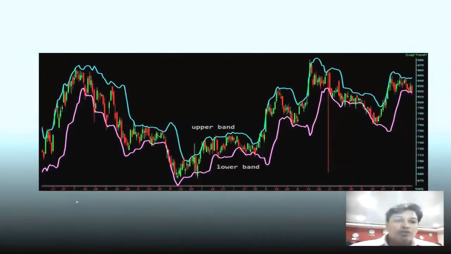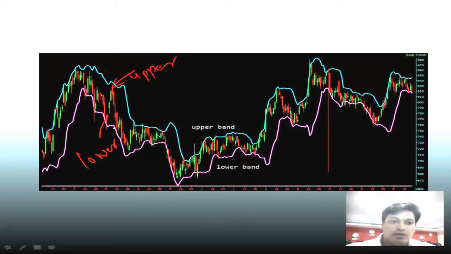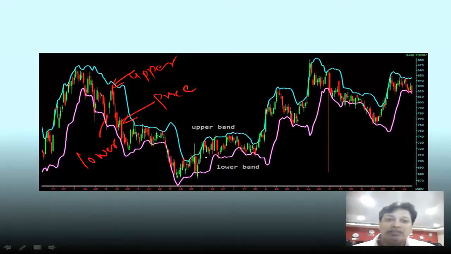So this is how Bollinger Bands look. Bollinger Bands are basically two bands. This is called the upper band. This is called the lower band. This is the price of the stock, represented in candlesticks. As the prices go up, the upper band follows the prices on the upward side, and the lower band also follows the prices on the upper side. As the price starts moving down and turning down, the bands also follow it. So this is the representation.